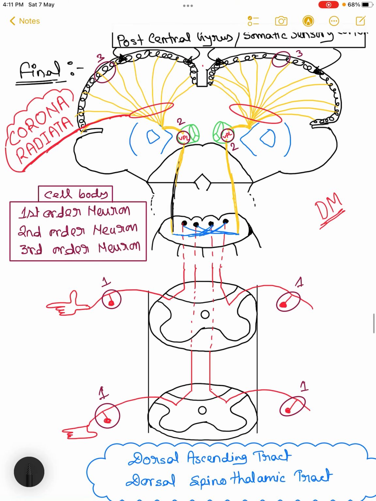So let's focus directly towards the bottom. Come here to the bottom. So now we are going to discuss our dorsal ascending tract, also known as dorsal spinothalamic tract, in a whole picture.